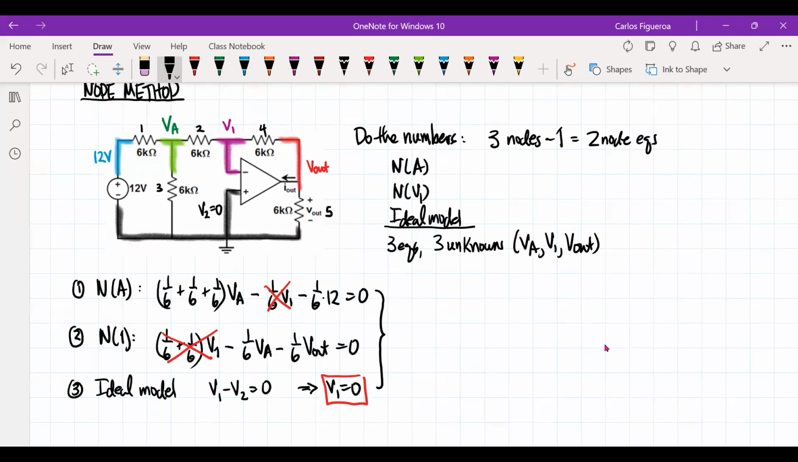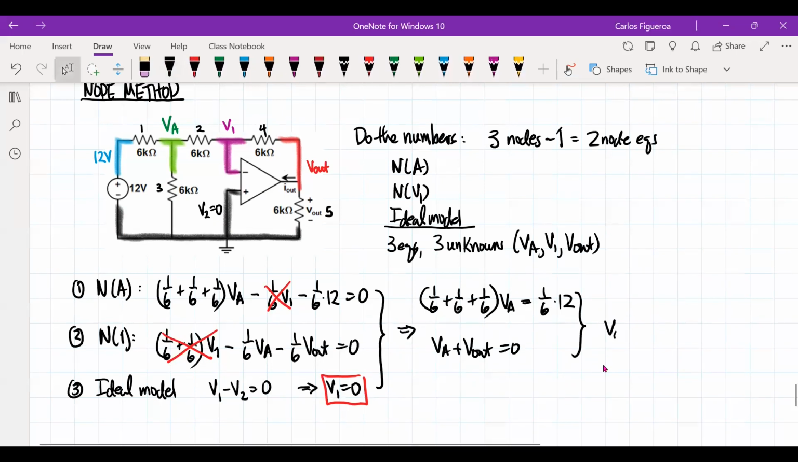You can see that the first equation gives me 1/6, 1/6, 1/6 VA. And then this guy, if I put it on the other side, I get that condition. If I look at the second equation, note that this really tells me that VA plus V out equals 0. If I compute that, I find that V out is equal to minus 4 volts, which is exactly what we computed before.